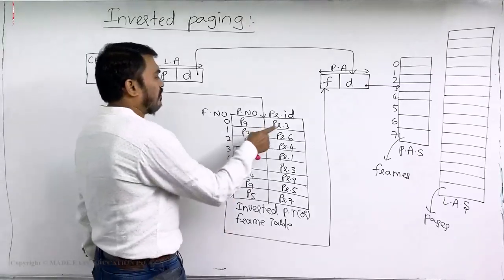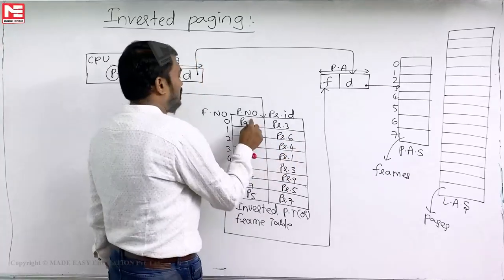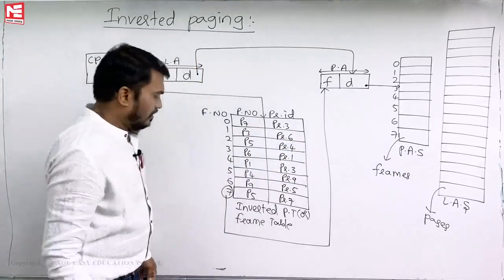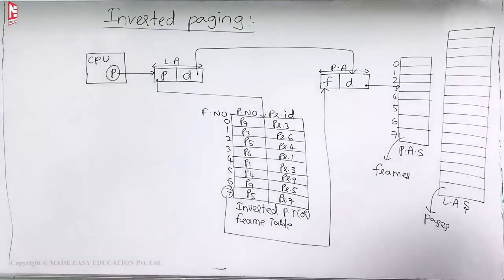This is a process number, the process ID, process 3, process 6 and so on. This is a page number and this is a frame number. I will explain all that in detail. So please copy that. I will wait 5 seconds in the live. You pass it on.